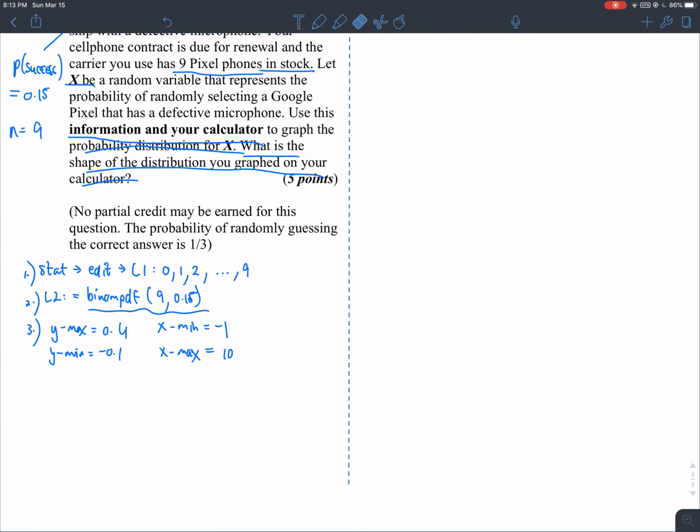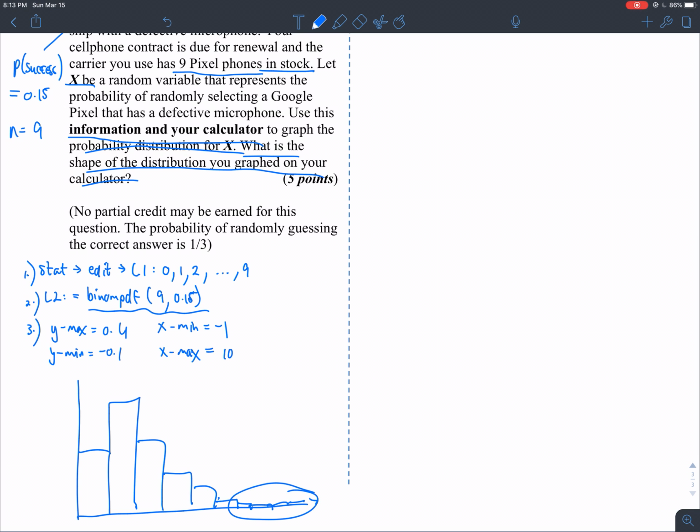Now I'm going to do this very roughly. You're going to get a graph that looks something like this. A rough little sketch here. Something like this. And then there are bars here, but they're really tiny. You can't really see them on your calculator. This would be 0 and 1 and 2 and 3 and so on. So this distribution is very heavily right skewed. Right skewed. That's what you would put.